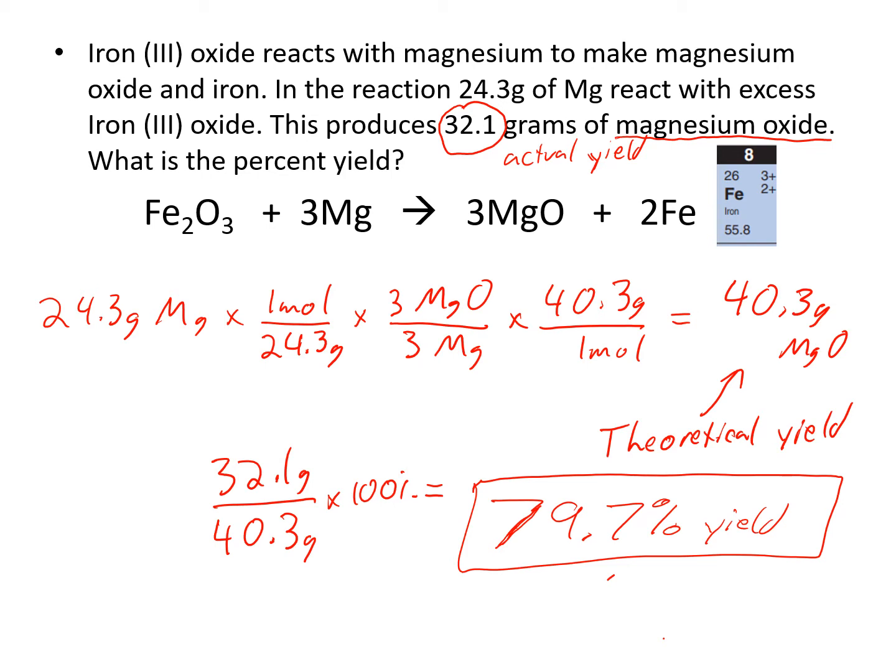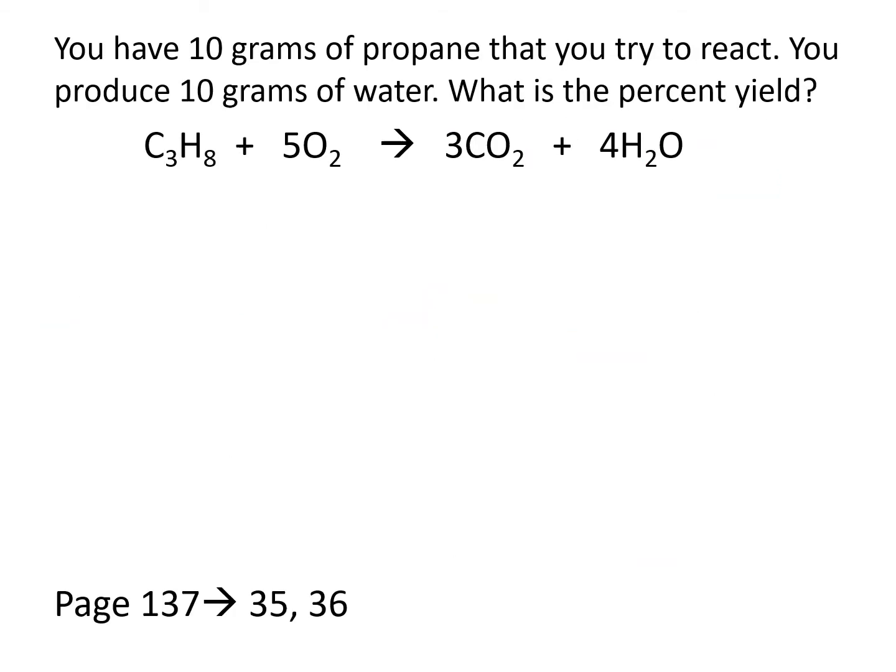So let's move on to the next question. For this one, it says you have 10 grams of propane, and the formula for propane is C3H8, that you try to react, and you produce 10 grams of water. What is the percent yield? So we're going to look at this one right here. I make 10 grams of water, so this 10 grams of water is my actual yield.